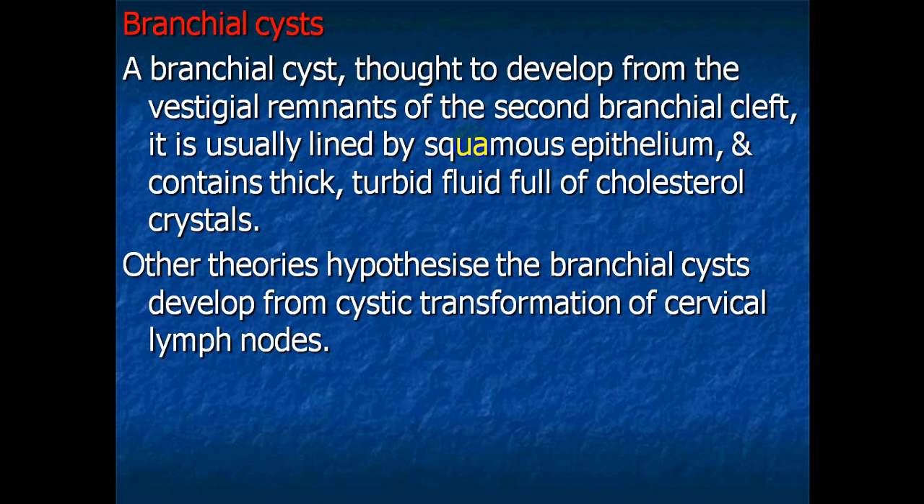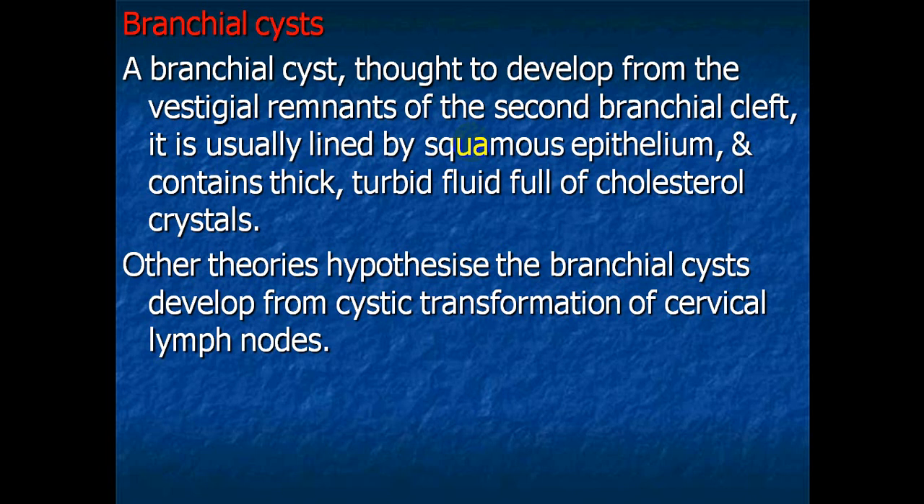Branchial cyst. A branchial cyst is thought to develop from vestigial remnants of the second branchial cleft. This is the first theory. It is usually lined by squamous epithelium and contains thick turbid fluid full of cholesterol crystals, and this is important in the diagnosis of branchial cyst. We send fine needle aspiration for the presence of cholesterol crystals, which is diagnostic for the branchial cyst.